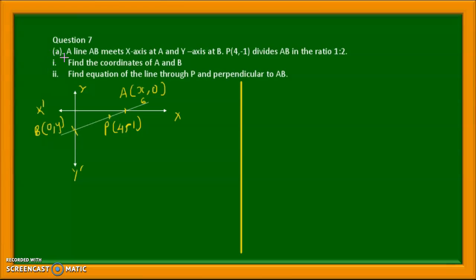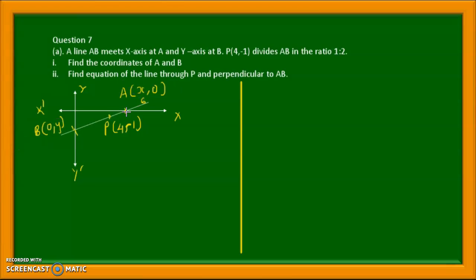7, option A: a line AB meets the x-axis at point A and the y-axis at B. Point P(4, -1) divides AB in the ratio 1:2. Find the coordinates of A and B. Find the equation of the line passing through P perpendicular to AB. So first of all, we need to calculate the coordinates of A and B.